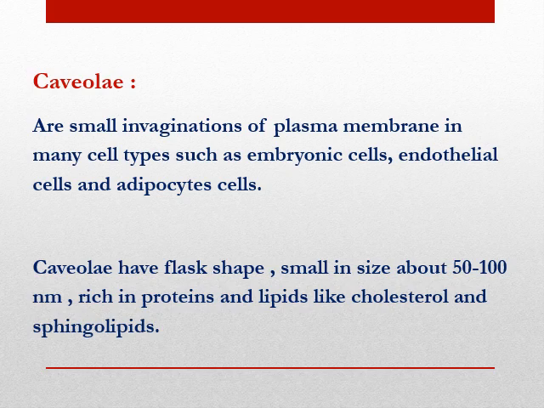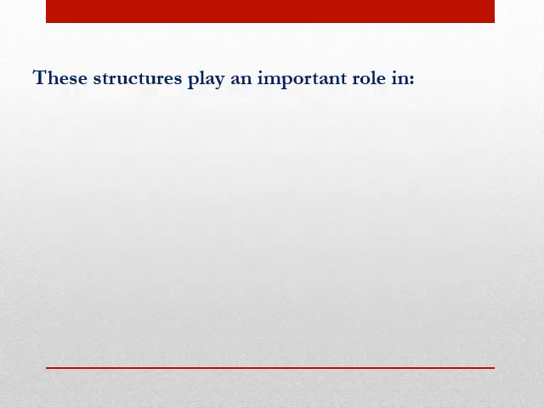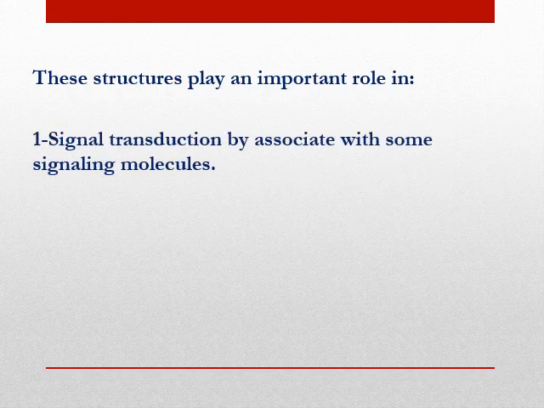and lipids. This picture shows the shape of caveoli and its components. We can see the flask shape of caveoli and its components like phospholipid, sphingolipids, and cholesterol. The caveoli structures play an important role in signal transduction. How is that? By associating with some signaling molecules.